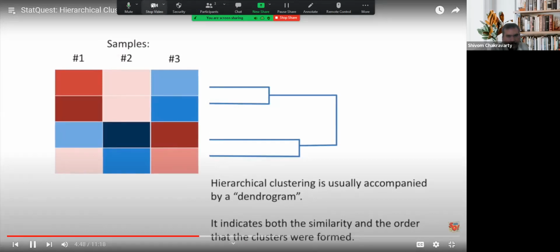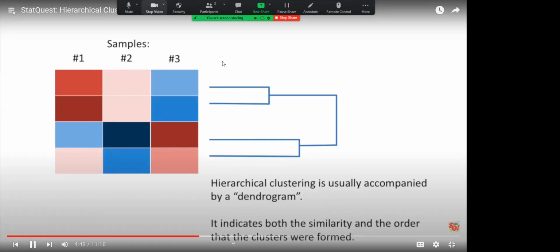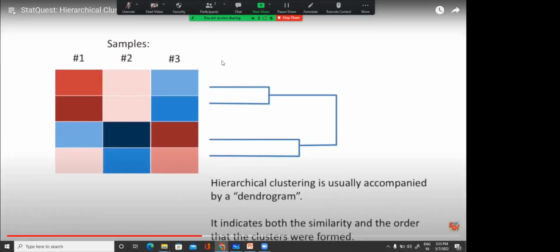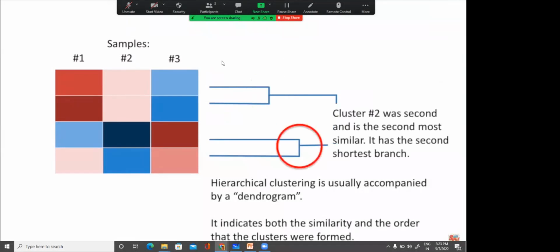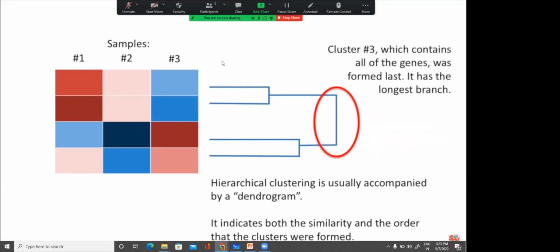Hierarchical clustering is usually accompanied by a Dendrogram. It indicates both the similarity and the order that the clusters were formed. Cluster number 1 was formed first and is most similar. It has the shortest branch. Cluster number 2 was second and is the second most similar. It has the second shortest branch. Cluster number 3, which contains all of the genes, was formed last. It has the longest branch.